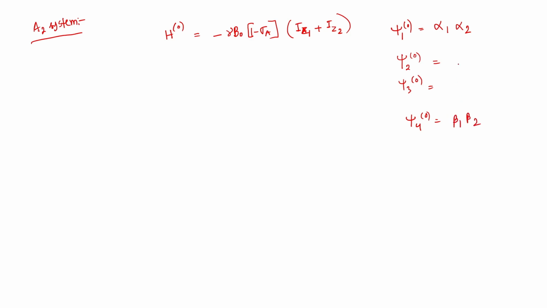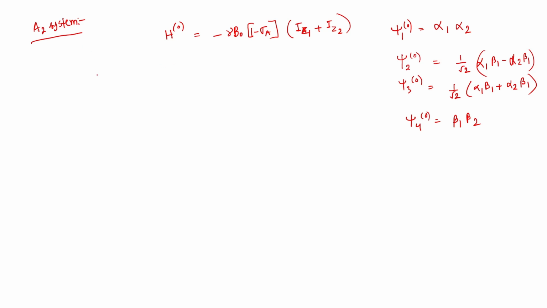There are two possibilities: 1 by root 2 (alpha 1 beta 2 minus alpha 2 beta 1), and another possibility is alpha 1 beta 2 plus alpha 2 beta 1, a linear combination of them, because we can't really distinguish between the nuclear spins.